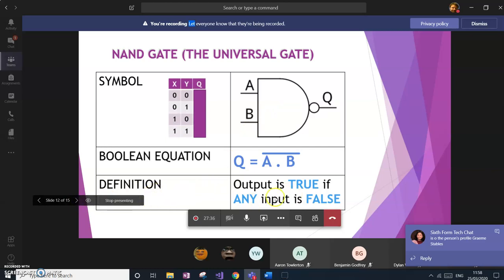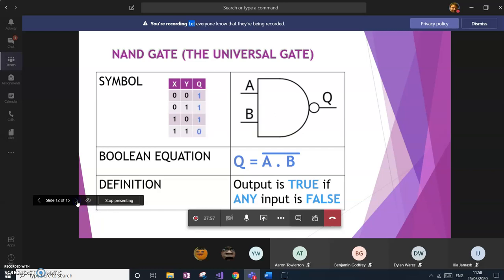And you can see the definition. The output is true if any input is false. I'll give you a second to maybe visualize what that table might look like. So if any input is false, the output is true. Now, if you've worked that out correctly, you can see it's basically the inverse of an AND gate, isn't it? In terms of we're turning Q to 1 whenever, well, basically the only time we pass through a 0 is when we pass two ones into the gate.